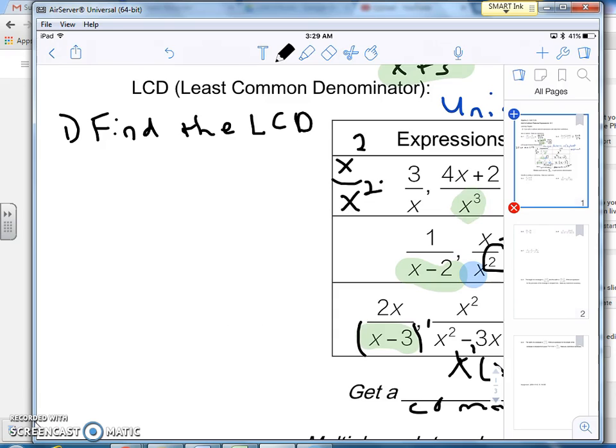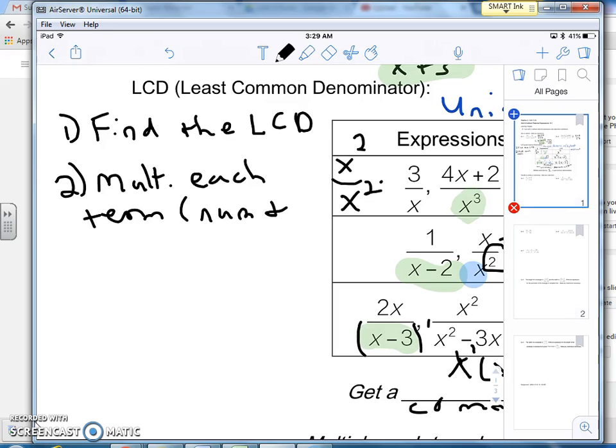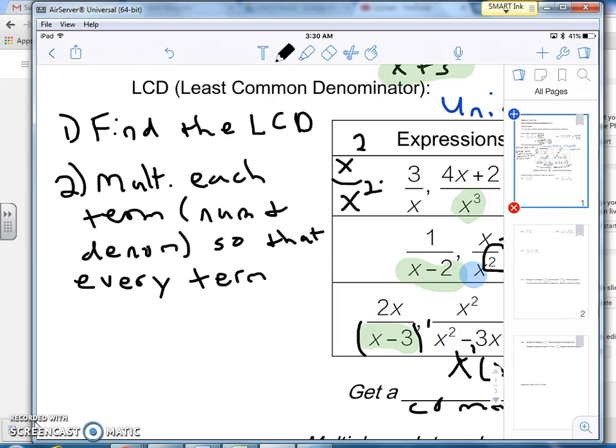Find the LCD. The second step is to multiply each term. You're going to multiply the numerator and denominator, multiply each term, so that every term has the LCD. Every rational expression has the LCD.